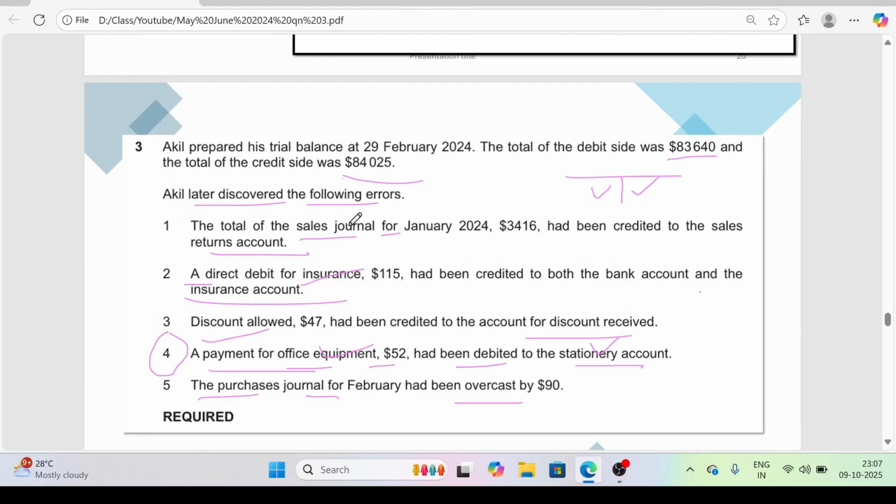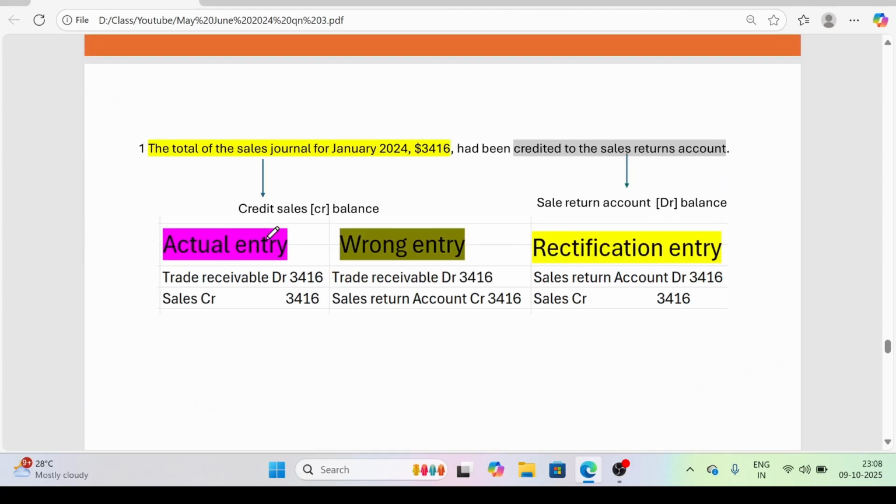Akhil later discovered the following errors. First error. I made the entries. First error: the total of the sales journal for January 2024, $3,416, had been credited to the sales return account. Always while reading, you have to identify which are the main two accounts here. So sales journal means it's credit sales. All the sales will be credit balance. You have to identify this. Then it had been credited to the sales return account. See, sales return is debit balance.